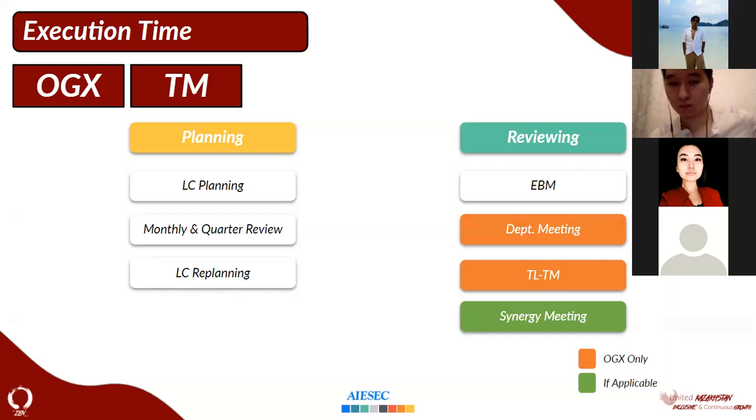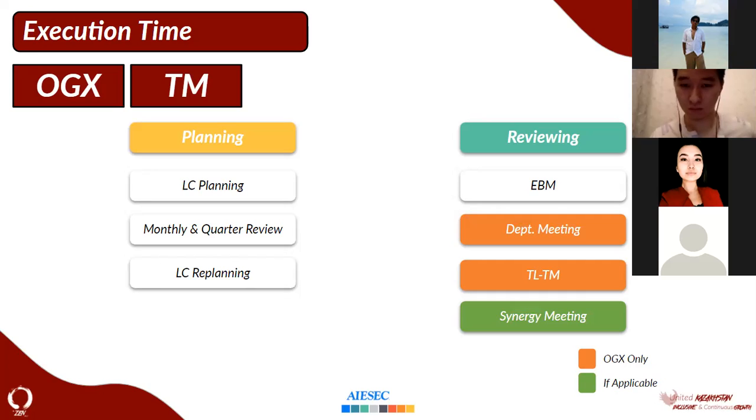You need to have this execution, and you need to discuss it as well. For reviewing, for example, when you have an EBM department meeting, or maybe a TL and TM department meeting, or a TL TM meeting for OGX only, and also a synergy meeting if applicable. And don't worry about the execution time, you can customize it yourself. Maybe this is suitable, or maybe you have another one, or maybe you think you need to eliminate one.